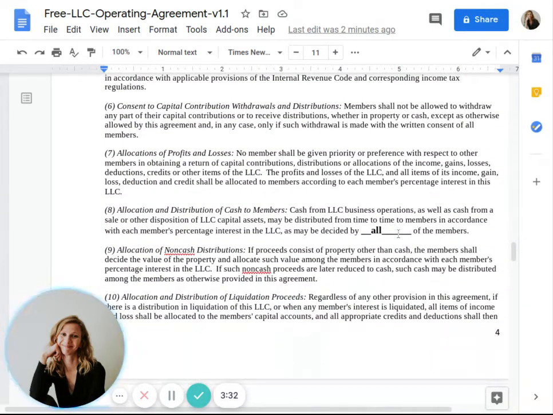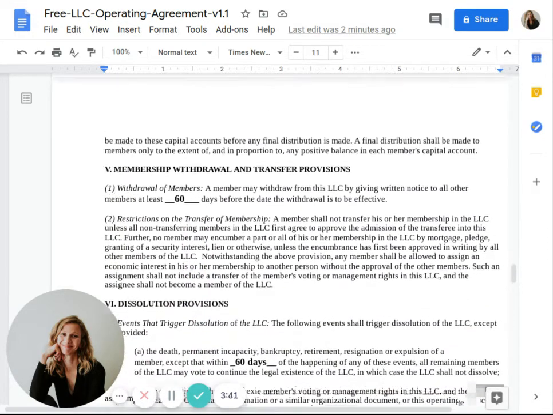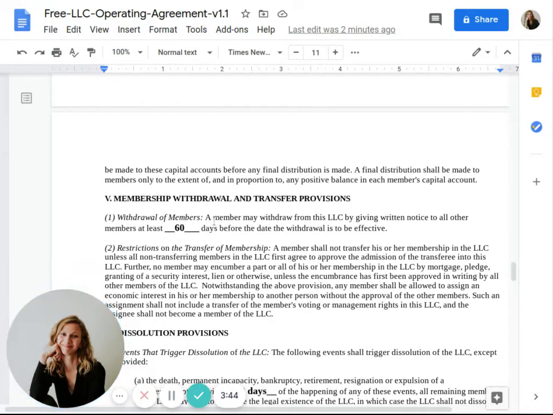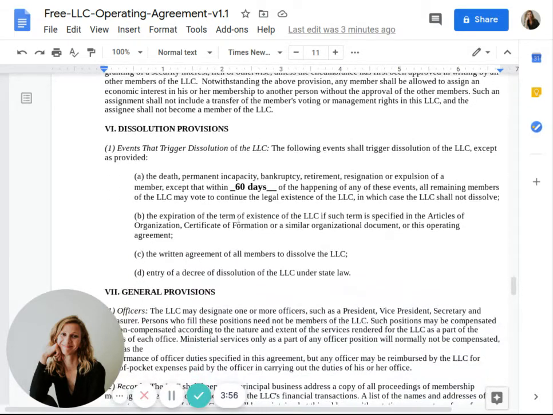Okay. Here on 4, allocation and distribution of cash to all members, it's decided by all of the members. You'll type in all. Here on page 5, withdrawal of members. If a member were to withdraw, which wouldn't happen for yours because you're a single member, you put in 60 days notice before withdrawing. Again, here, events that trigger dissolution of the LLC, you're going to type in accept that within 60 days of the happening.